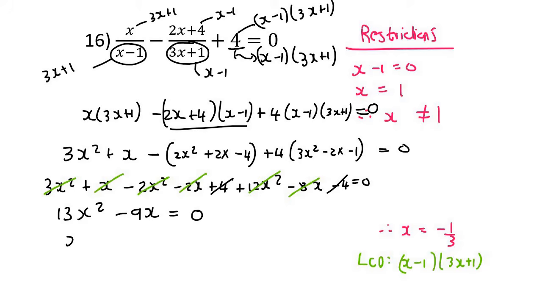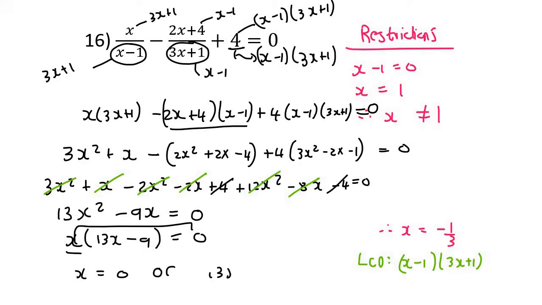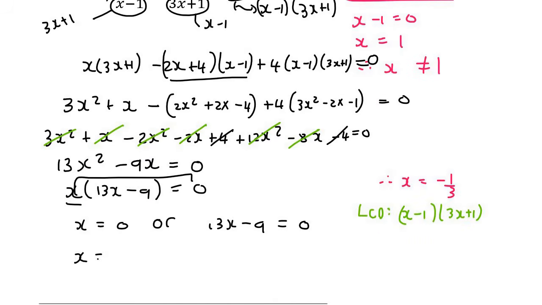Now what we do is we take out a common factor of x, and so you're left with 13x minus 9, and so here we can say that x equals 0 because of that, or 13x minus 9 equals 0, and so we can say that x is equal to 0, or 13x is equal to 9, and if you solve that, you'll get that x is equal to 9 over 13.